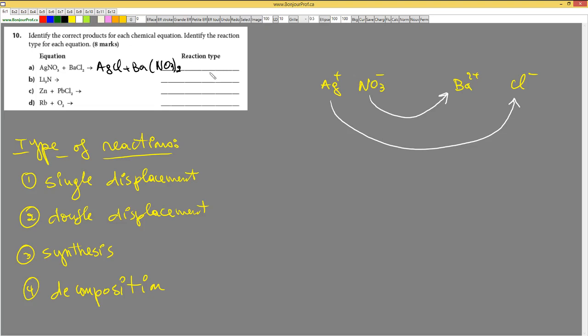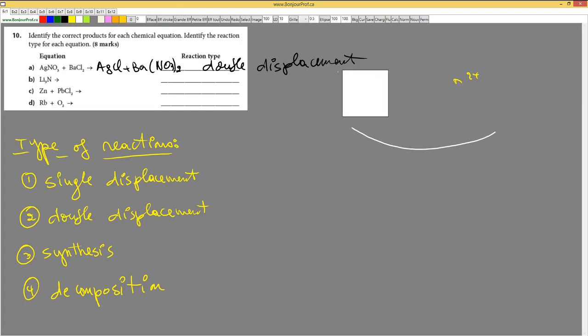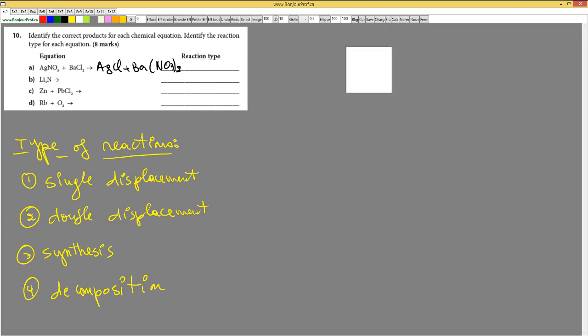So I'm going to write it down. What type of reaction? Double displacement. Good. So I'm going to do the next one now. I'm going to write double displacement. I'm not going to write everything. So let's go to the other one.